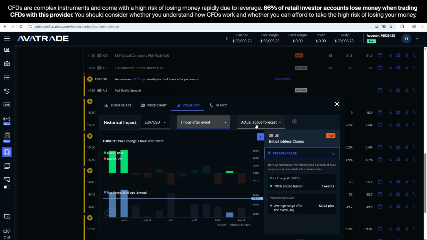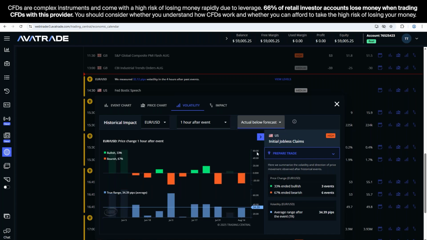What if this comes in below forecast, meaning good news, less jobless claims? Look at the opposite movement. In the first hour, look at all the red going down compared to the green going up. Not only was there more numerous movements down, but they were larger on average than the upward movements. Okay, 3 of these reaching a good 29, 30 pips movement down in that first hour.